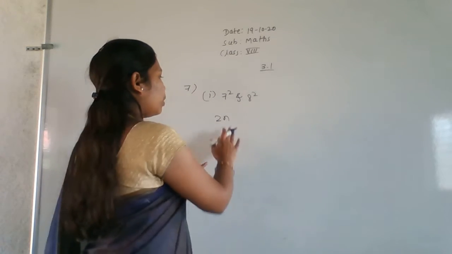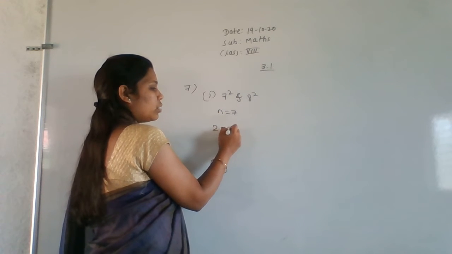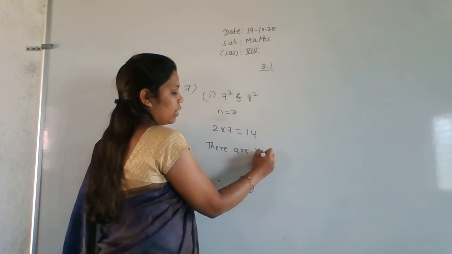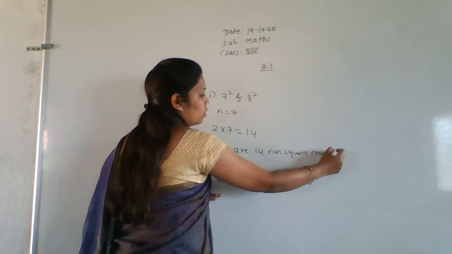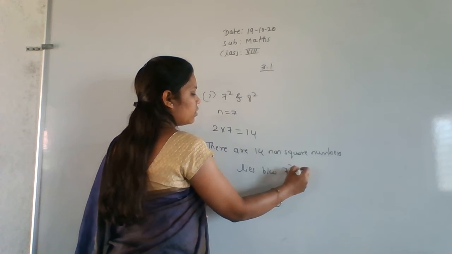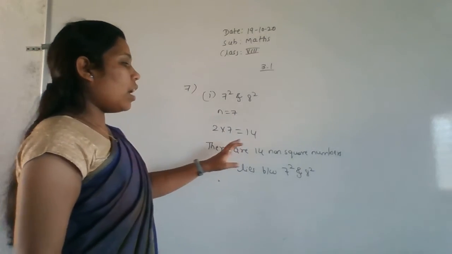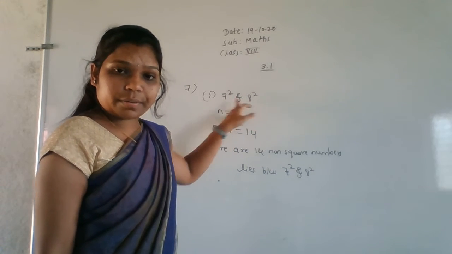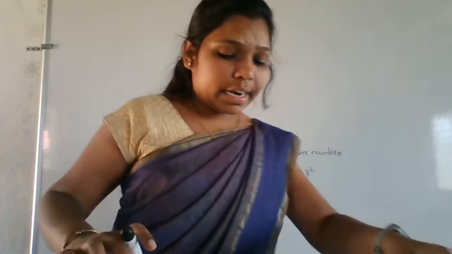So what is n here? n is equal to 7. So 2n means 2 into 7, 14. So there are 14 non-square numbers that lie between 7 square and 8 square. Like that you have to write. Getting? Okay.